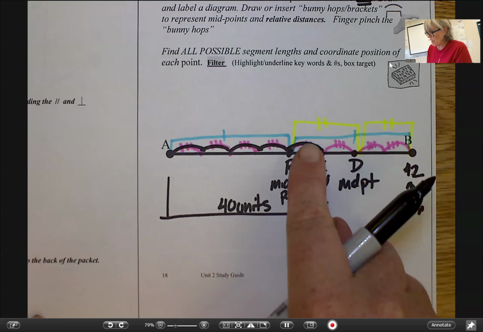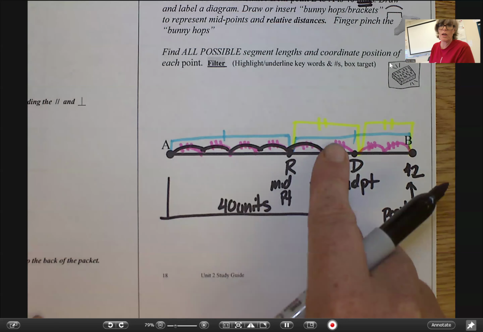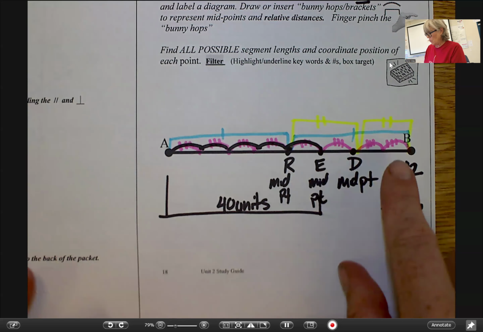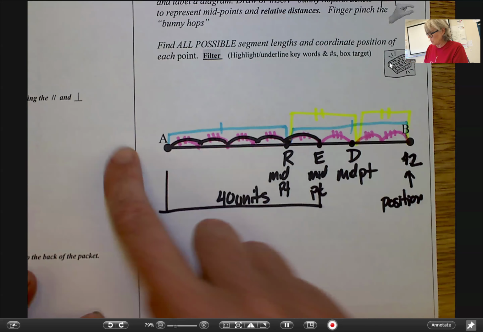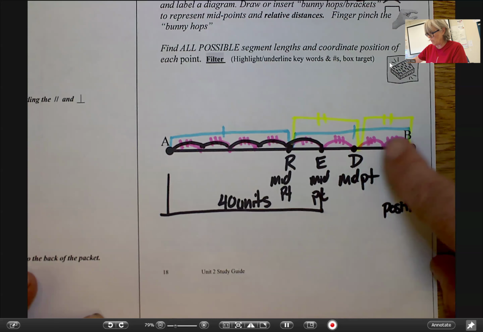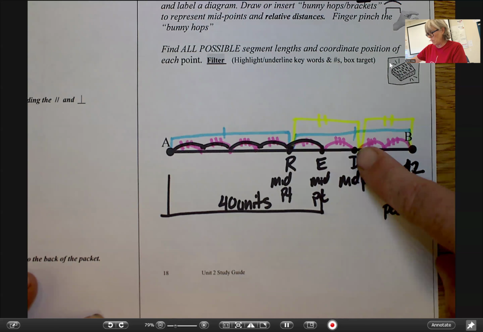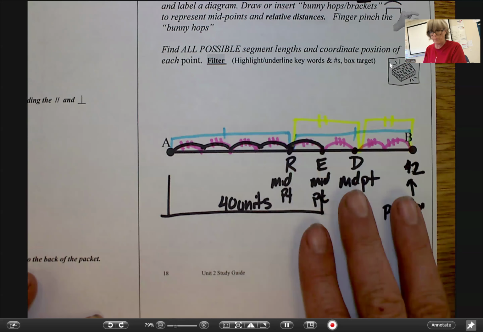So now you could easily find the measure of one of those bunny hops and then find the length of all possible segments. Once you have the lengths, you can just backtrack from 42, and then you figure out what that distance is with the 2 bunny hops, and then where would D be? That would be a coordinate position. And then one more bunny hop this way, where would the position of E be, and so on.